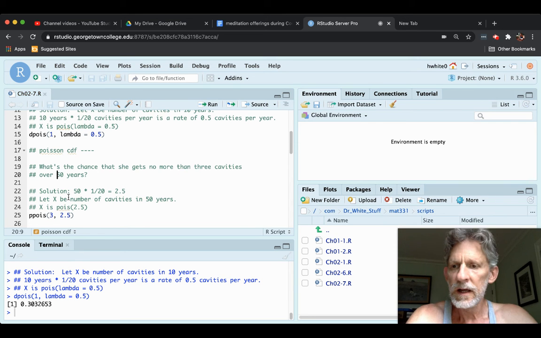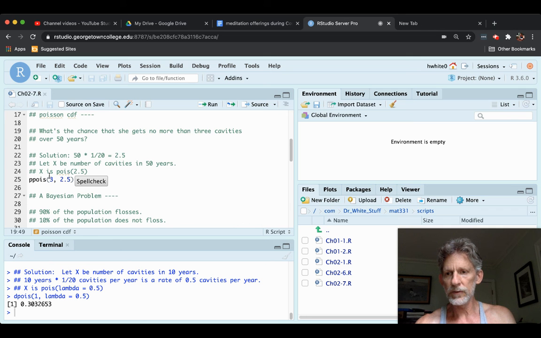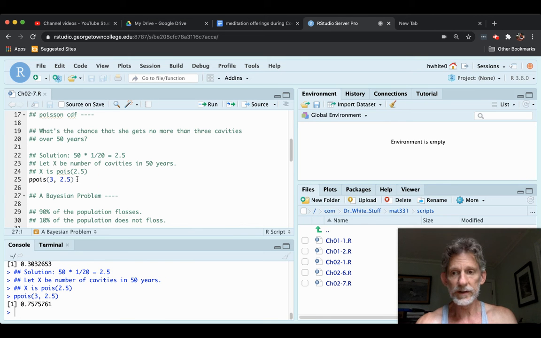What's the chance that she gets no more than 3 cavities over a 50-year period? Well, then it's 50 years times 1/20th a cavity per year, and that works out to 2.5 cavities expected in a 50-year period. So if you let X be a new random variable, the number of cavities in 50 years, then X would have a Poisson distribution with a lambda rate of 2.5. Now we want the chance of no more than 3, so we're looking for the cumulative distribution function at 3. So we use ppois, and we stick in 3 and the rate of 2.5, and we get about a 76% chance of getting no more than 3 cavities during that time.